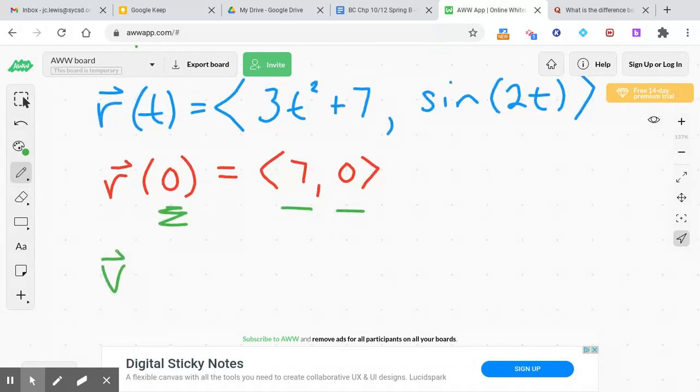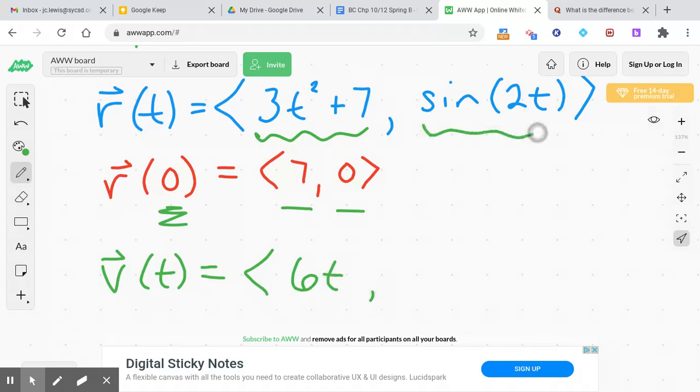This is actually pretty simple, because if you want to know the velocity vector, v of t, you simply take the derivative of your x, in this case 6t, and the derivative of your y separately. So how about 2 cosine, little chain rule, of 2t. And now you could find the velocity at any given time in the x direction and in the y direction.